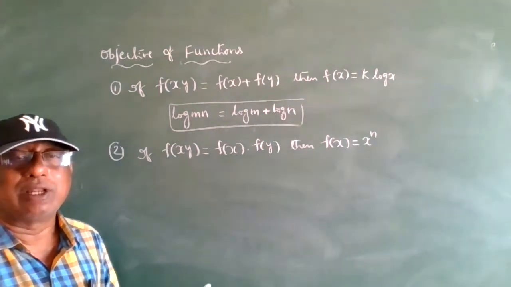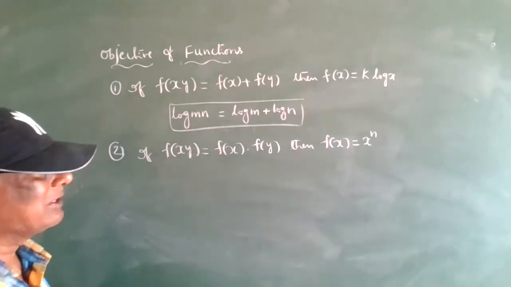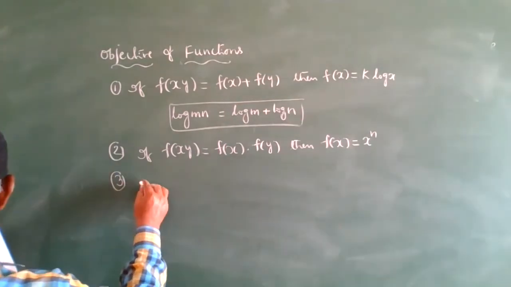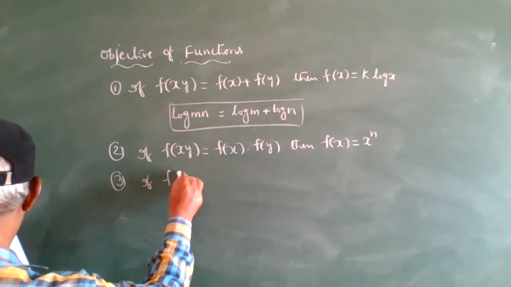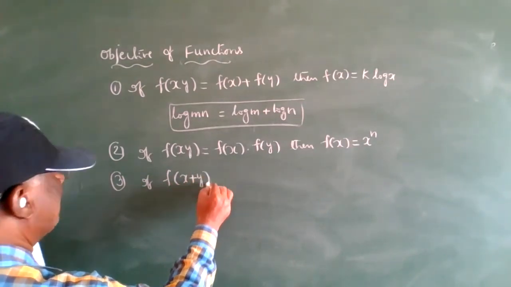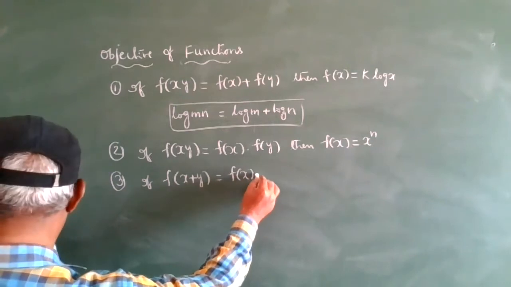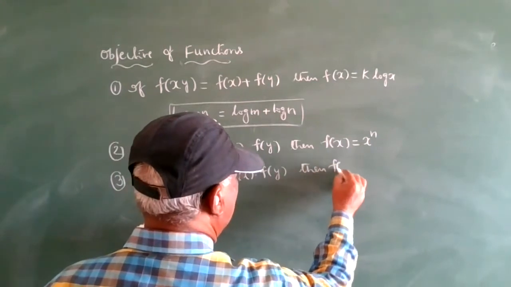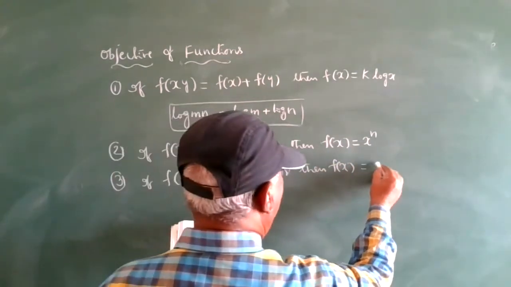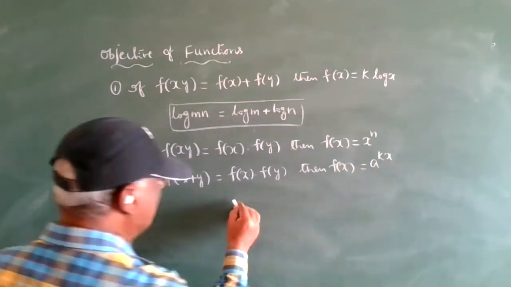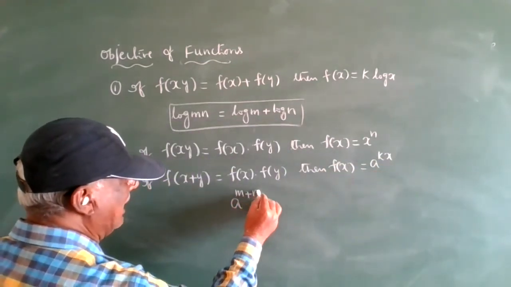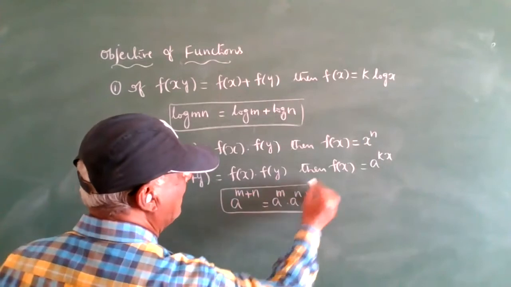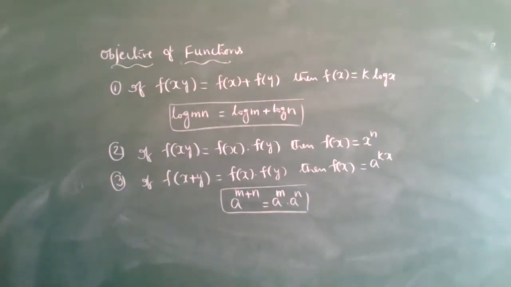Multiplication will give the multiplication in the exponential function. That's why we should take x power of n. Next one, if f of x plus y is equal to f of x into f of y, then f of x is equal to a power of kx. This is in the form of a power of m plus n is equal to a power of m into a power of n formation. That's why we can take a power of kx.